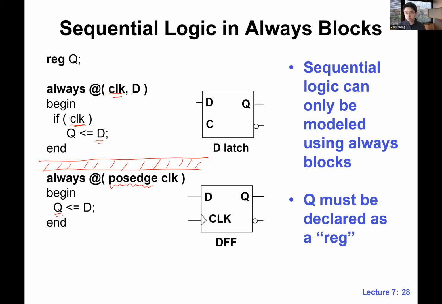So this is really important. When do we have combinational logic? When do we have a flip-flop? When do we have a latch?